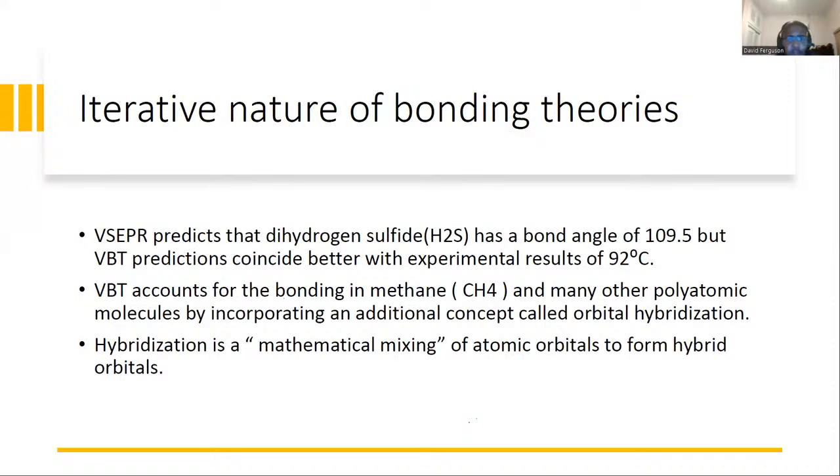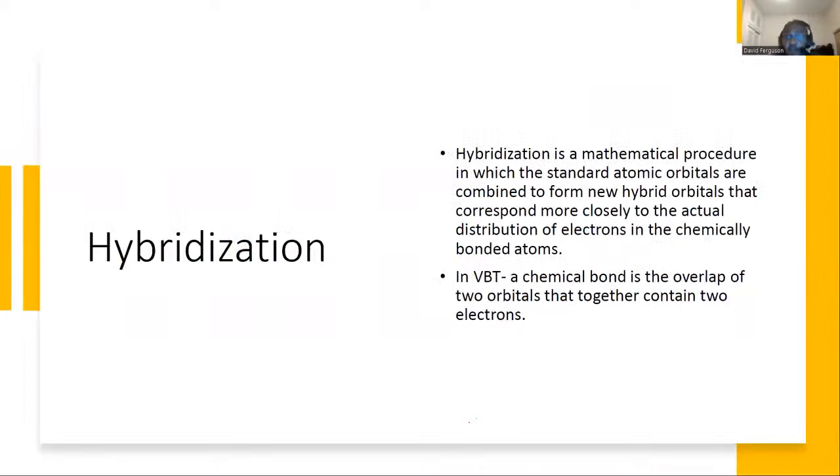VBT accounts for the bonding of methane and other polyatomic molecules by incorporating an additional concept called orbital hybridization. Hybridization is the mathematical mixing of atomic orbitals to form hybrid orbitals. This is where you get these ideas of sp, sp2, sp3, sp3d, sp3d2. It's referring to the mixing.